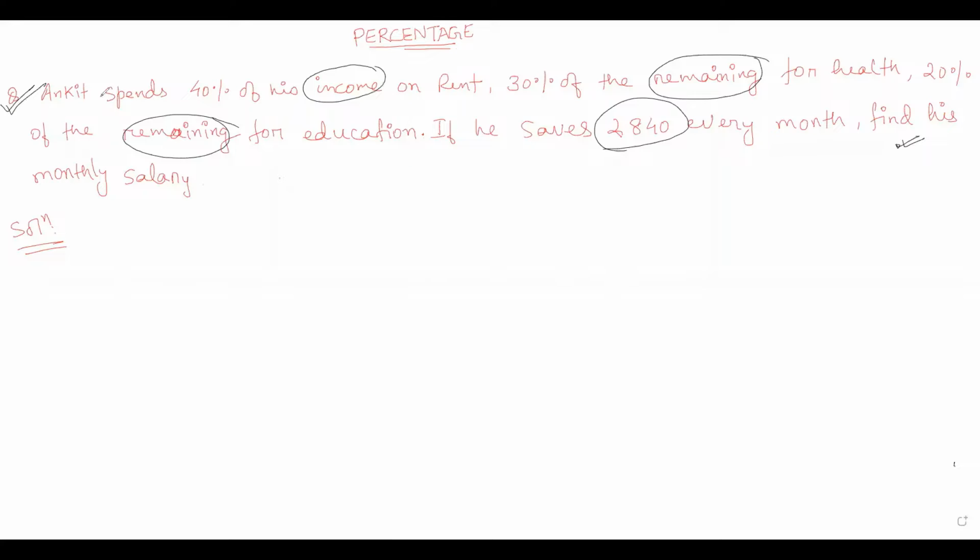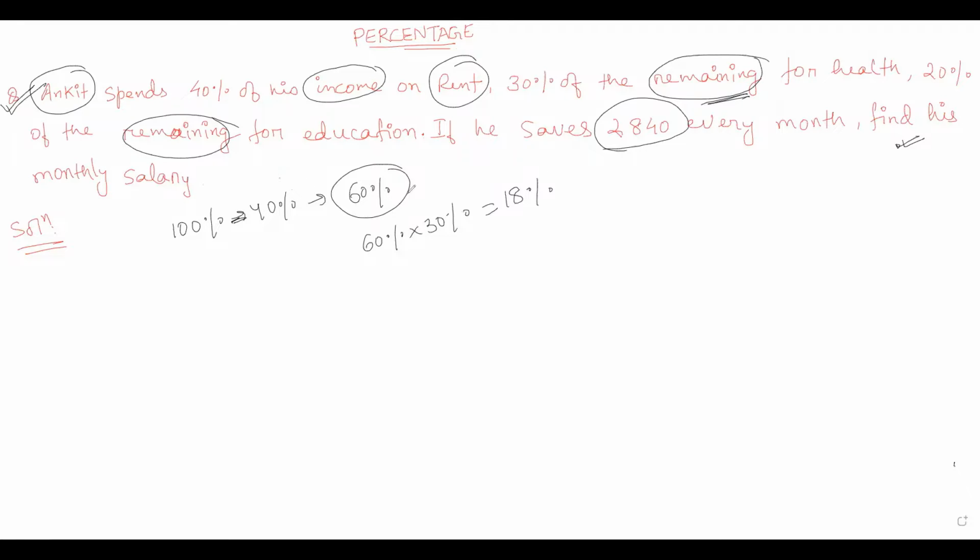So the total income of Ankit is 100%, of which he spent 40% on rent. So we can say that out of 100% of his total income, 40% has already gone on rent. So we are left with simply 60% of his monthly salary. Now 30% of the remaining, that is 30% of 60%, which would be simply 18%. So out of the total 60%, 18% has gone for health. So now we are left with 60 minus 18, that is 42% of his monthly salary.